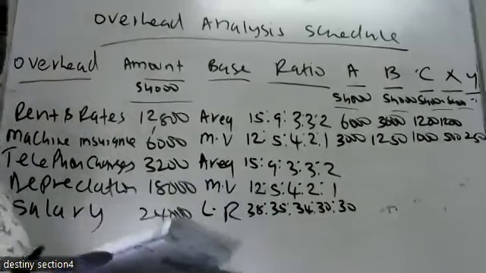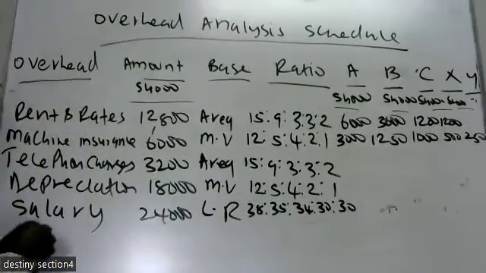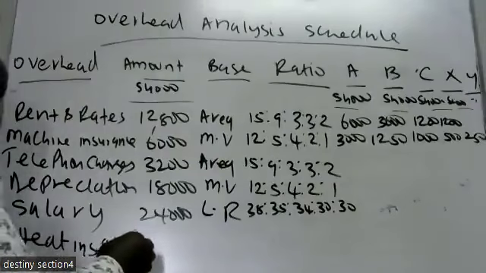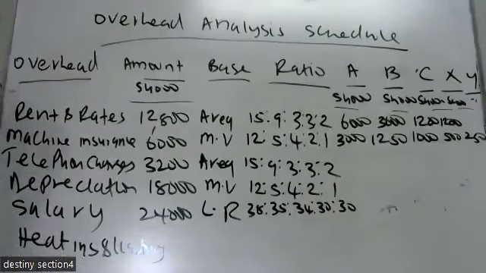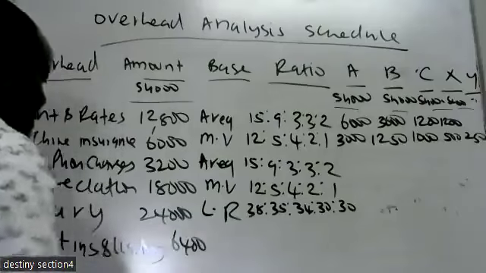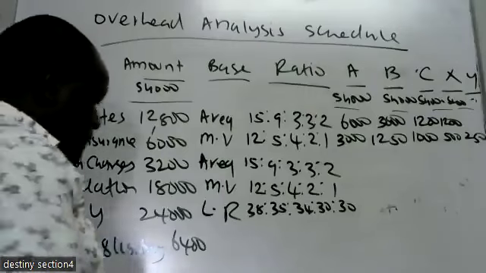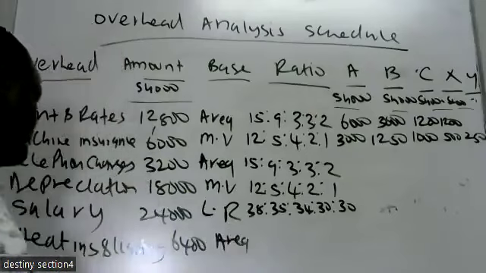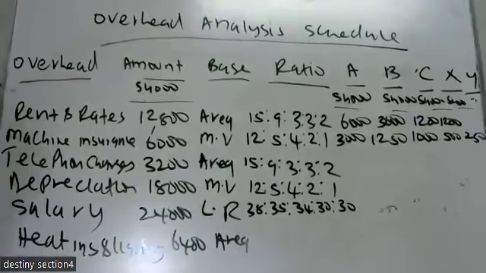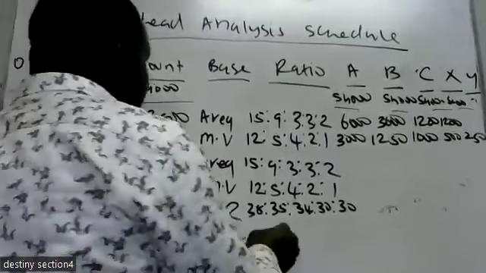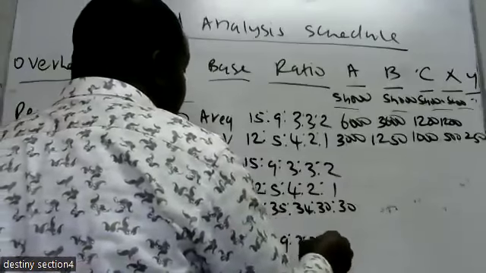The next one should be heating and lighting. They gave you 6,400. So for heating and lighting, we shall still use the area. What ratios do we have there? We already have them. It was 15, 9, 3, 3.